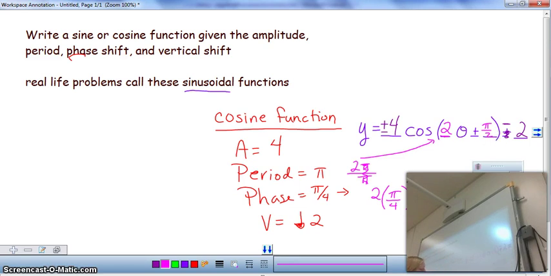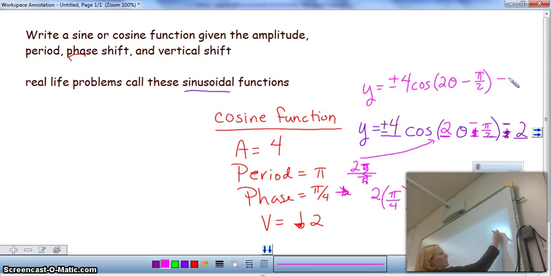And now you need to decide whether it's plus or minus. Well, it tells me I'm going to the right. And we've talked about this with horizontal transformations. If it's going to the right, inside the parentheses, it should be a minus. So my answer, without all the scribbles, would be y equals plus or minus 4 cosine of 2 theta minus pi over 2 minus 2. That is your answer.